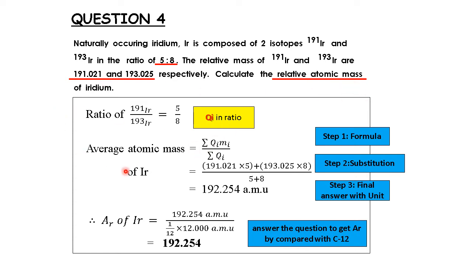So first, we apply the formula average atomic mass, sum of key Mi over sum of key. Substitute, and you get the answer 192.254 AMU. Now you have to compare with carbon 12, cancel off the AMU, and then you get this answer without unit. Clear? Just a simple question, but you have to be careful. You must identify the key and Mi correctly.